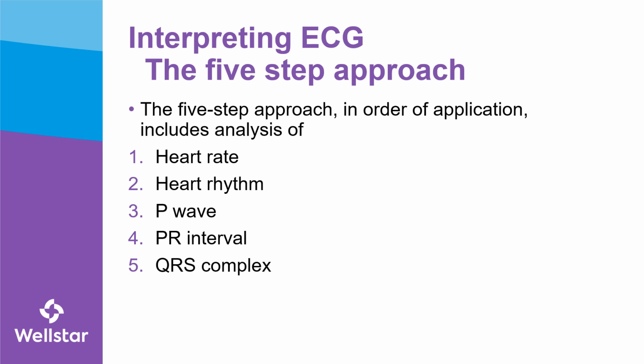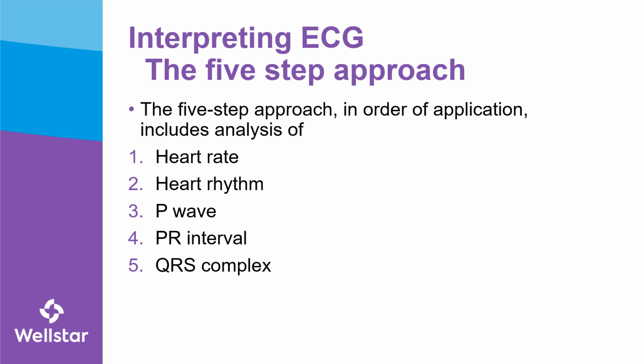The second step is the heart rhythm. Is this regular or is this irregular? Step 3 is the P wave. Does every single QRS complex have a P wave? Is that P wave uniform? Where is it in relation to the QRS? Is it close? Is it far?